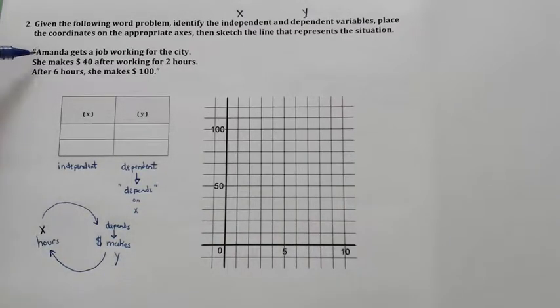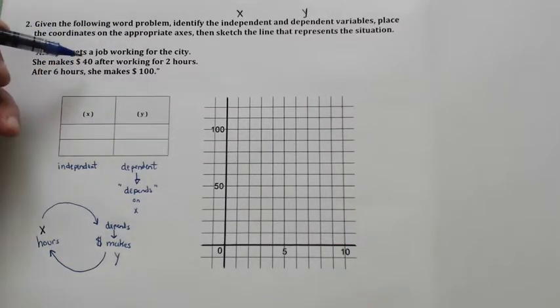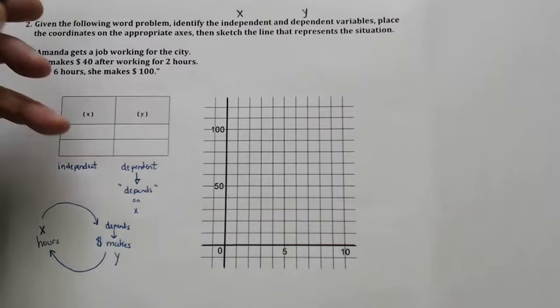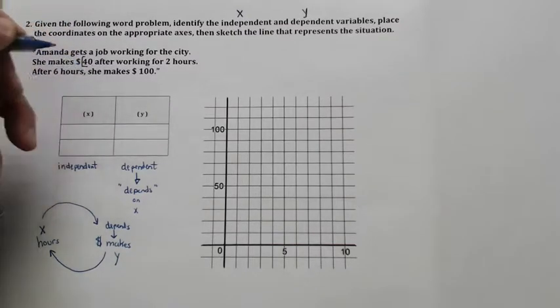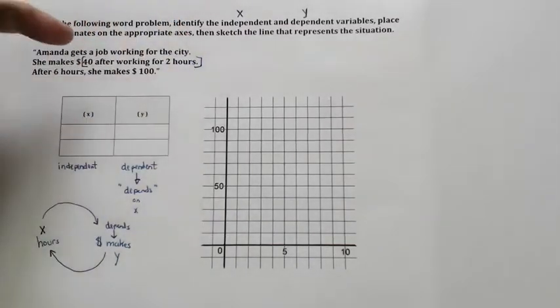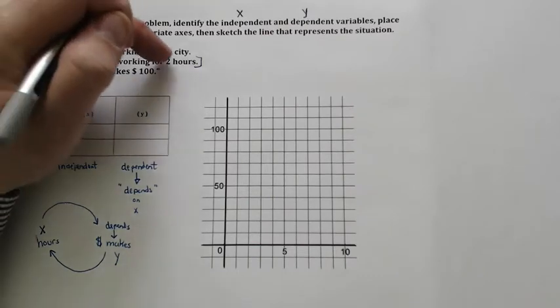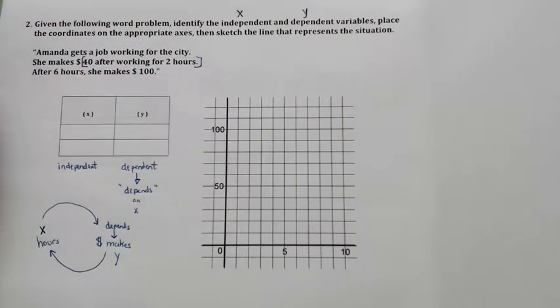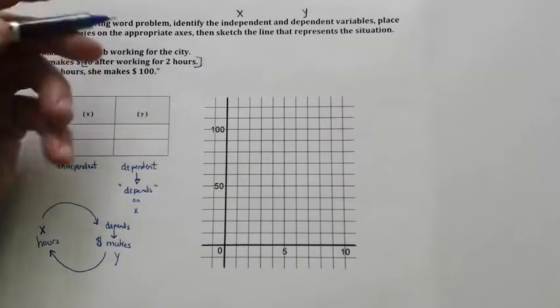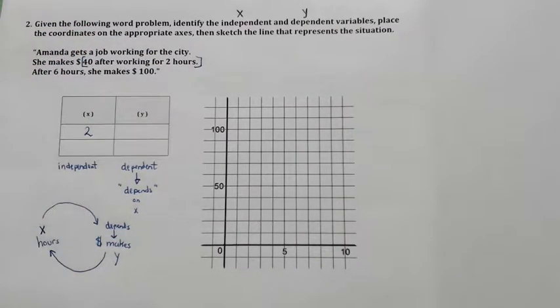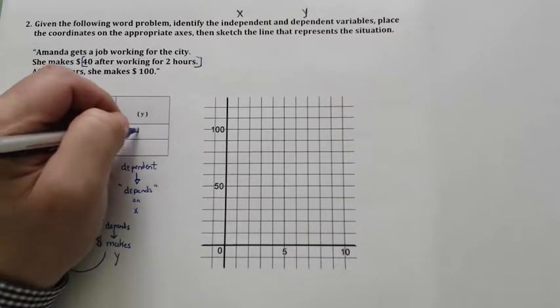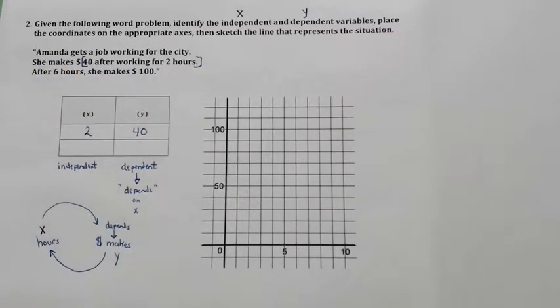So if I come back and look at the information, I've got Amanda gets a job working for the city, and she makes $40 after she works for 2 hours. So these two numbers are grouped together. $40 being made after working for 2 hours. So now you need to think about, okay, well, which one's which? Well, we knew that the x is the hour. So she worked 2 hours. In those 2 hours, she made $40.